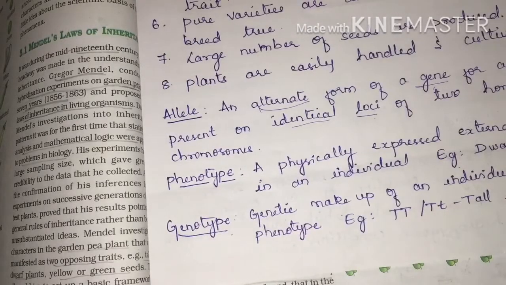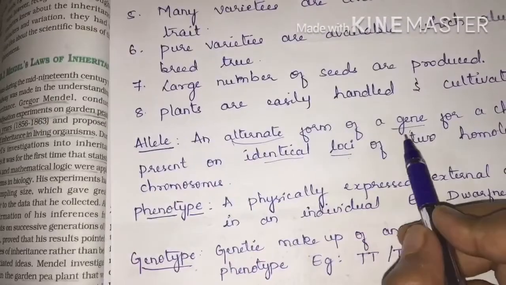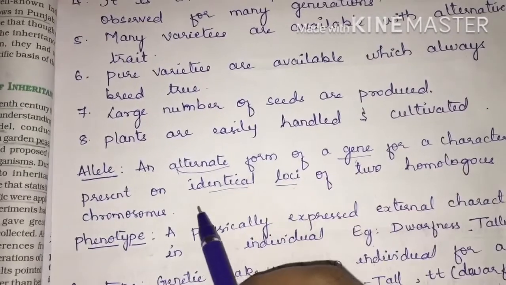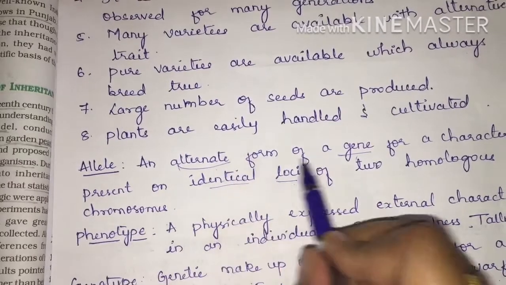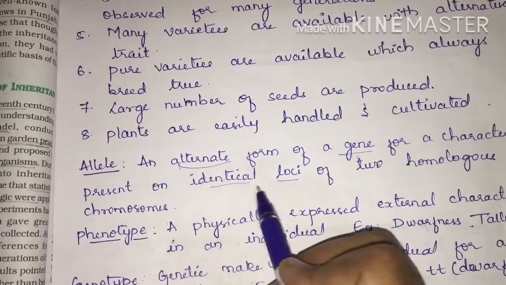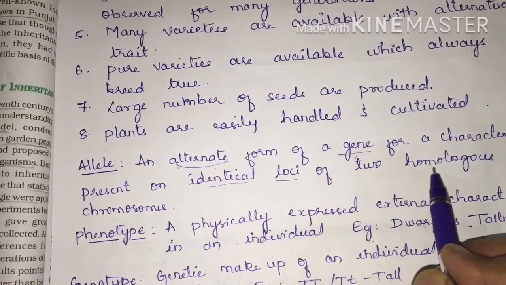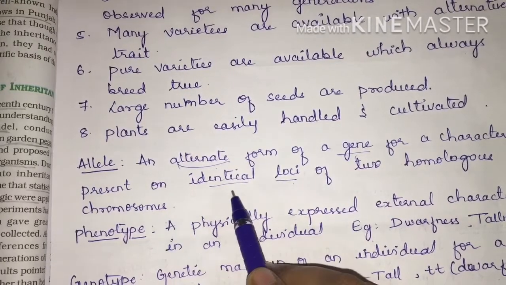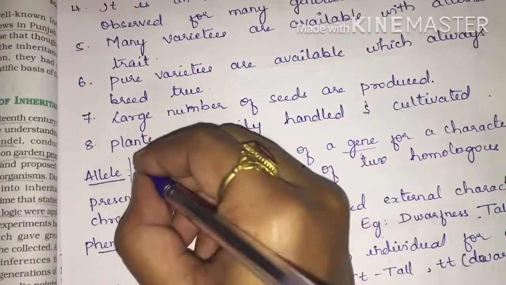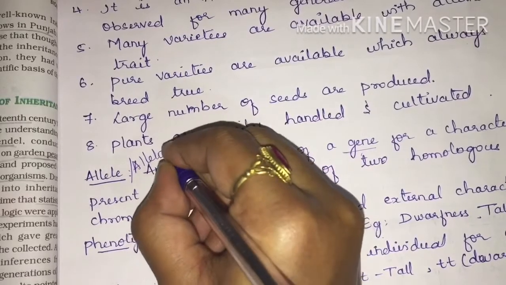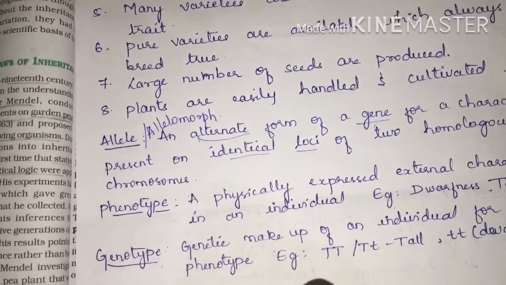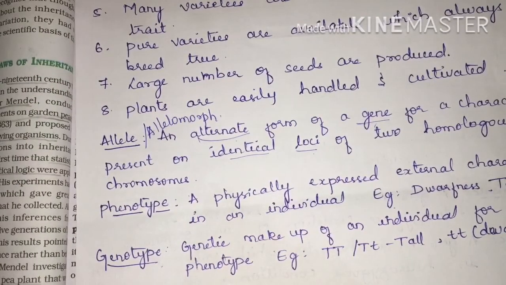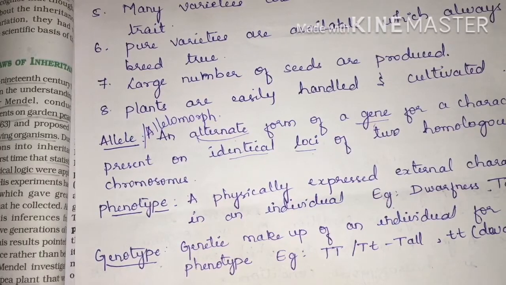So we were here: allele, an alternate form of a gene for a character present on identical locus of two homologous chromosomes. Alleles are also called allelomorph. This is another word or term used for allele. We have got one more question: what is allelomorph, or define allelomorph?